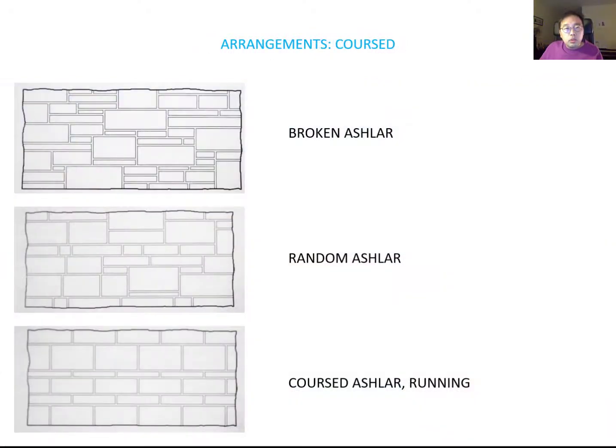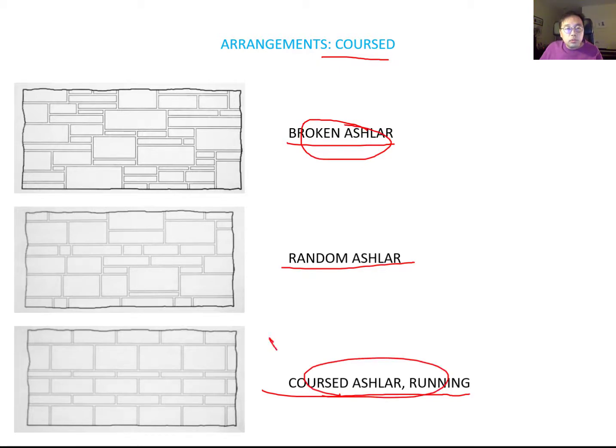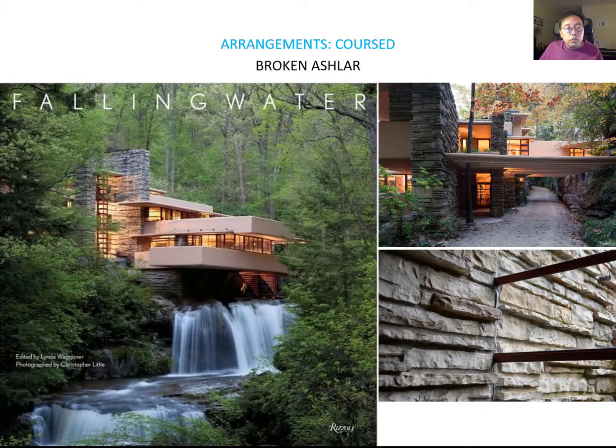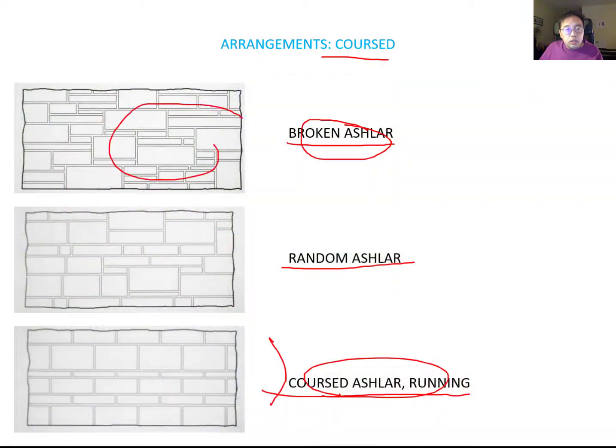Next we talk about the coursed arrangement. The coursed arrangement is a more ordered type than the uncoursed. You can see the three different types: the broken ashlar, the random ashlar, and the coursed ashlar. The broken ashlar is the most random type in coursed arrangement, and coursed ashlar is the most organized type. So let's look at one example using the broken ashlar, which you can see here.